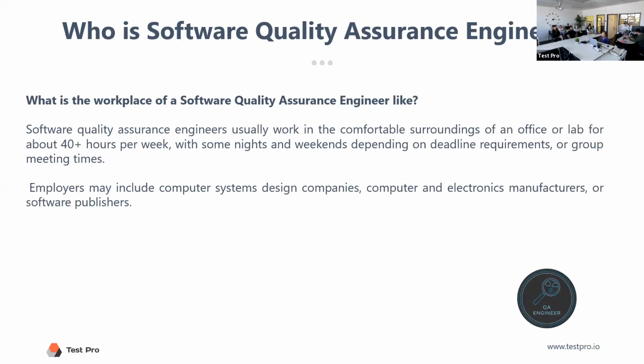So what's the workplace of a software quality assurance engineer like? Software quality assurance engineers usually work in the comfortable surroundings of an office or lab for about 40+ hours per week, with some nights and weekends depending on deadline requirements or group meeting times. And employers may include computer system design companies, computer and electronic manufacturers, or software publishers. Does anybody currently work in this kind of environment?